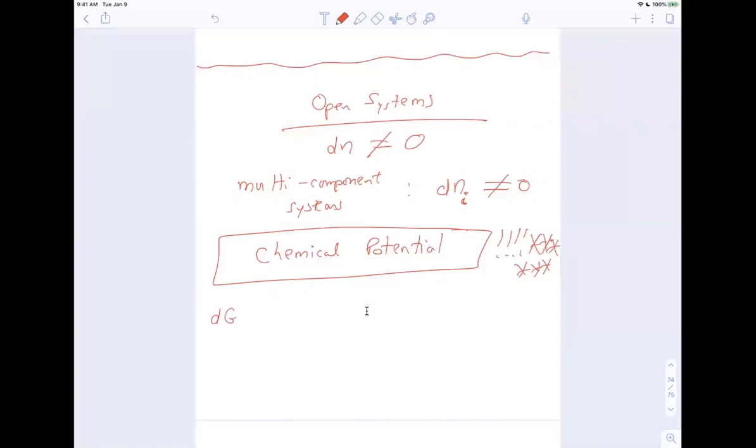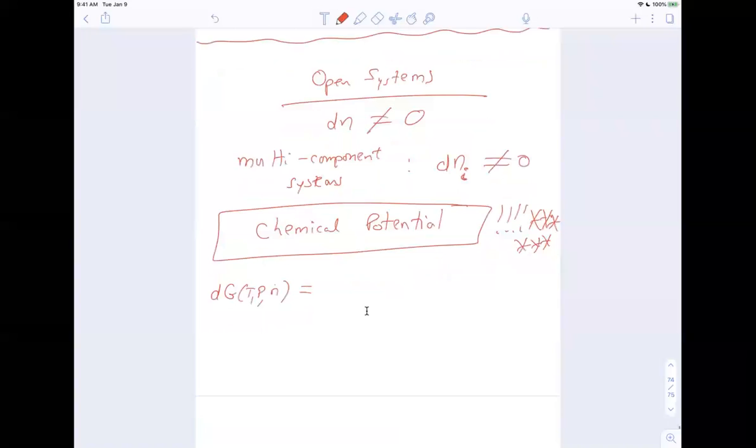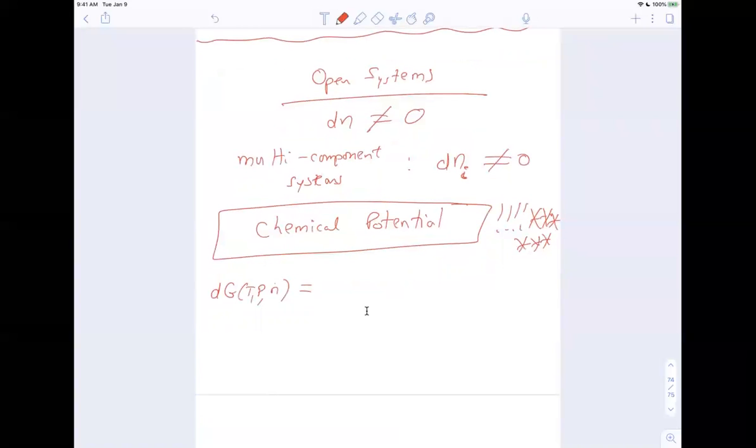And so we know that G now is going to be a function of temperature, pressure, and N. Let's start with just one component, just to make things easy to see here. For a one component system, we'll just have N. There's no N sub i, it's not multi-component. So in this case, G is a function of temperature, pressure, and the number of moles of whatever you may have. And we're going to write the total differential, and you've seen this already. It's going to be very simple.